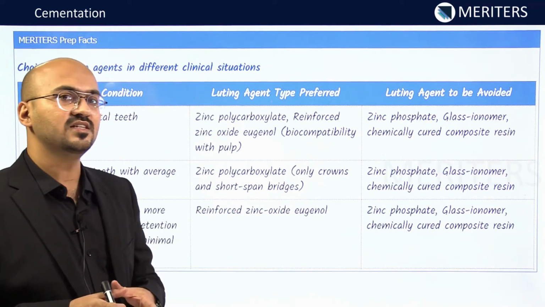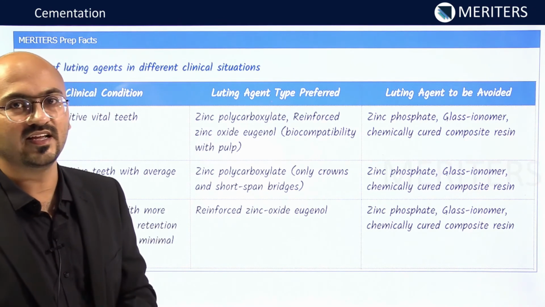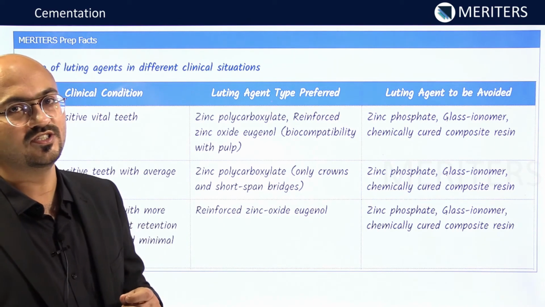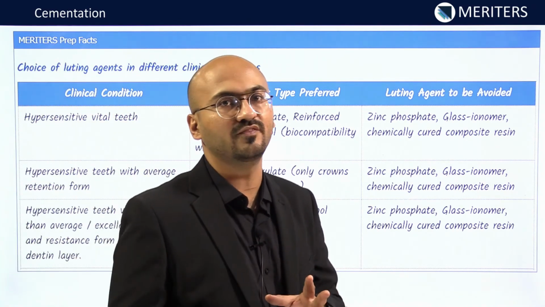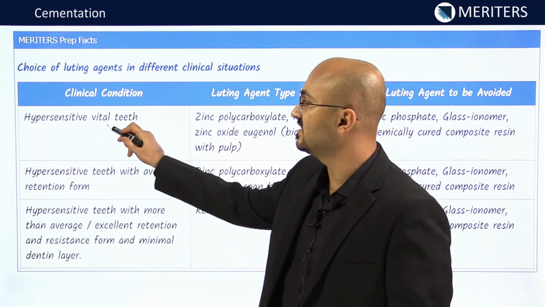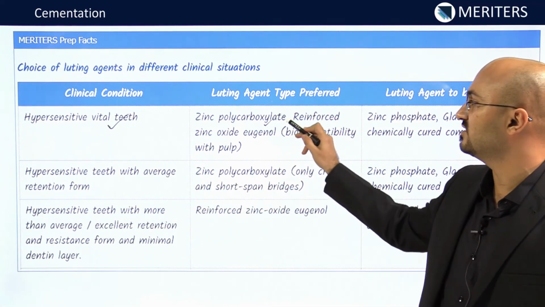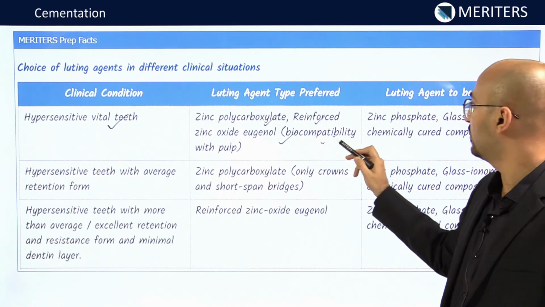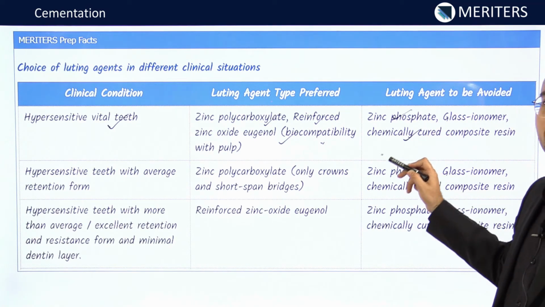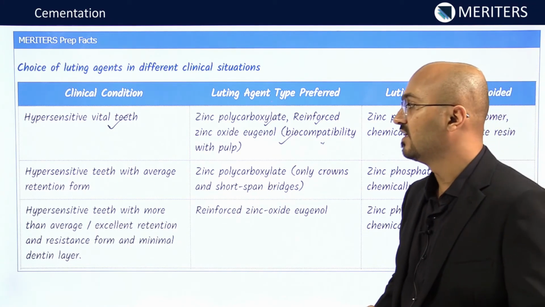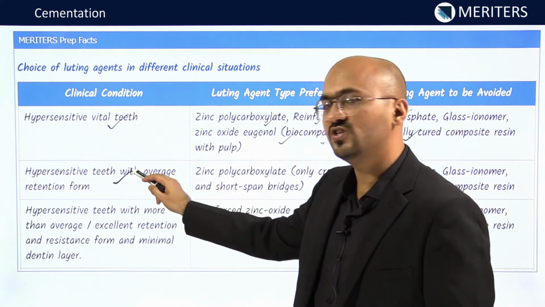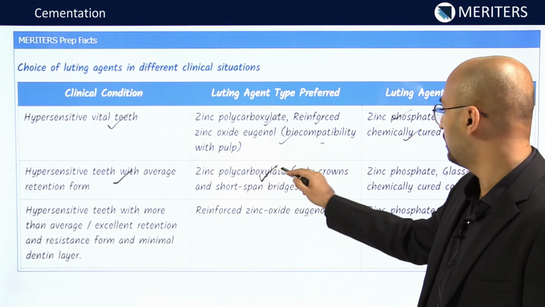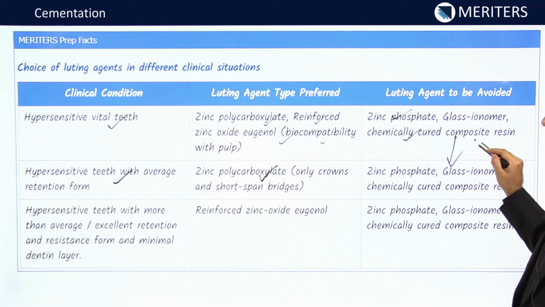So earlier we have discussed the different types of prosthetic designs and the options of luting agents. Here we are going to see a few clinical considerations and which kind of luting agent is best suited for that. So the first one is hypersensitive vital teeth. You are going to use zinc polycarboxylate or reinforced ZOE which is biocompatible with the pulp and you are going to avoid zinc phosphate and GIC or chemically activating cements. Then hypersensitive teeth with average retention form. So here the retention form is average. You are going to use zinc polycarboxylate and avoid the same cements.